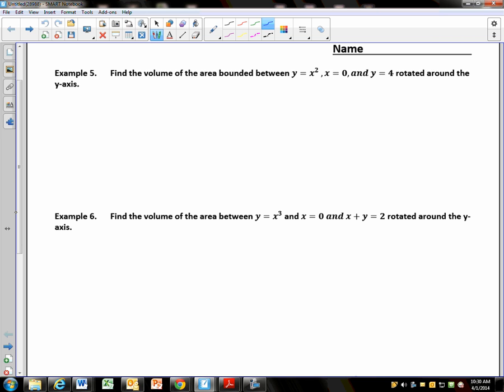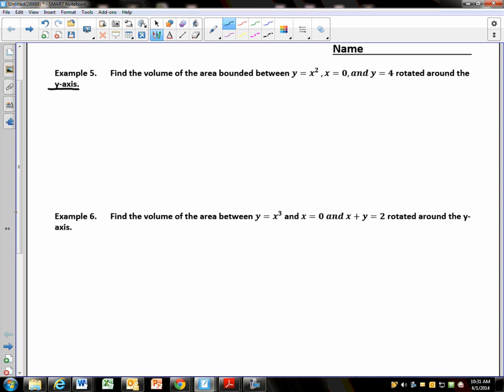All right. We're going to do something different today, okay? We're going to make just a slight change. Let's see what happens, okay? Find the volume of the area bounded by y equals x squared, x equals 0, and y equals 4, rotated around the y-axis. This is the key part. When you see rotated around the y-axis, things change.